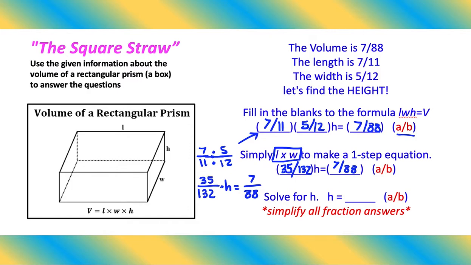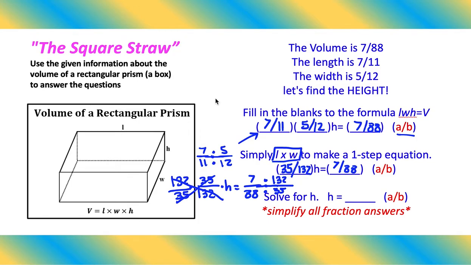Okay. Remember, to get rid of fractions, you multiply by the reciprocal. So I'm going to multiply both sides by 132 over 35. Now I wish I gave myself some more room. I'm so sorry. So I'm going to go 132 right here, and then a 35 right there. Here we go. All right, so these 35s cancel, these 132s cancel. So we have 7/88 times 132 over 35. Again, you can connect and then multiply.